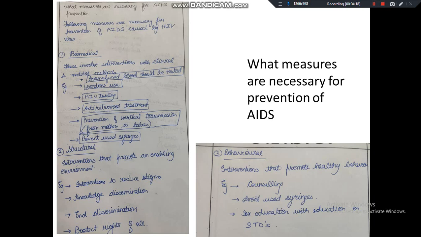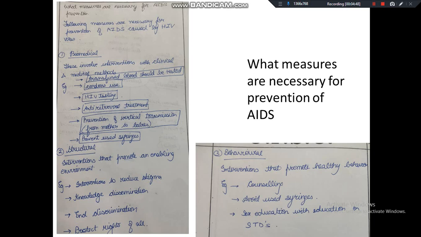Next is preventing reuse of syringes. Even in hospitals, once used, the syringes should be discarded. Second is structural. These are the interventions that promote an enabling environment. In this case, for those already suffering from this disease, interventions to reduce the stigma, disseminate knowledge, end the discrimination against these people, and protect the rights of all. This is basically focused on the structural measures. Next is behavioral. These are interventions that promote healthy behavior. First is counseling, second avoid use of used syringes, and sex education with education on sexually transmitted diseases.